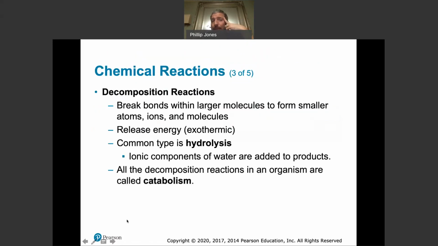All right, decomposition reaction. So we're going to break something apart. Hydrolysis, we're going to literally throw water at it. We put water at it, it breaks things apart. Hydrogen goes on one, OH goes on the other. Now we have two separate things. We decompose. And these literally give off heat, exothermic. All right, and this is called catabolism. All decomposition reactions in an organism are called catabolism.